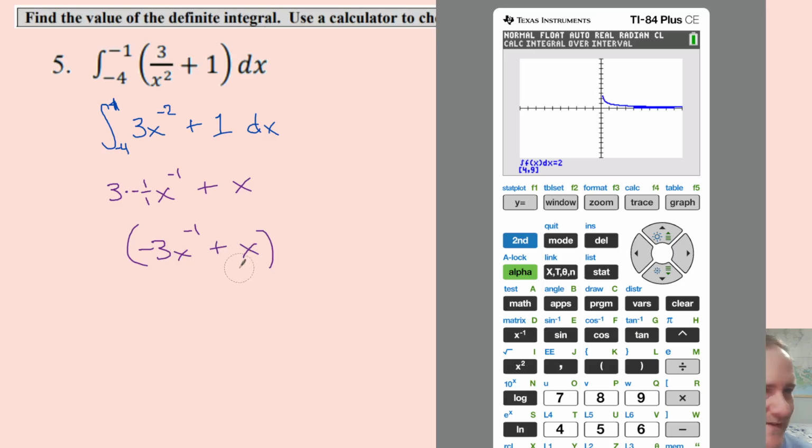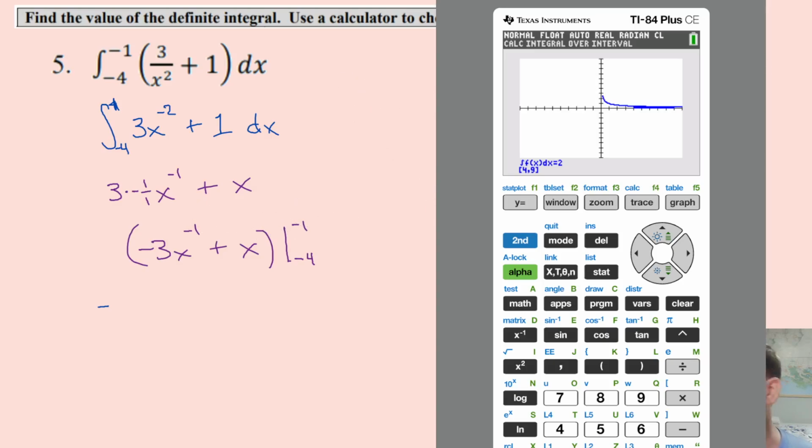But there's our antiderivative, there's our capital F. So now the fundamental theorem of calculus says evaluate that at the lower limit, negative 4. Evaluate that at the upper limit, negative 1. Subtract the results and you got yourself some area.